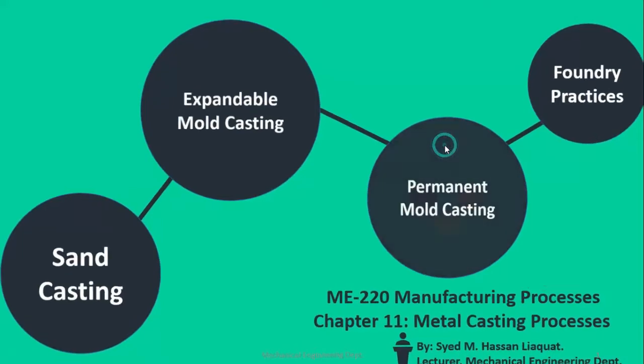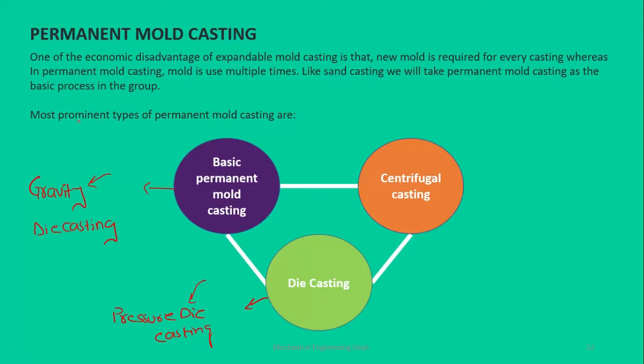In the permanent mold casting, we were discussing that it has three subtypes. The first one is called the basic permanent mold casting, which is also known as the gravity die casting, because in this kind of the casting metal flows by the effect of gravity. Then the second type of the permanent mold casting was the die casting, which is also known as the pressure die casting, because in this kind of the casting the molten material is forced into the die cavity or the mold by the effect of external pressure. Then the last one and the third type of the permanent mold casting is the centrifugal casting.